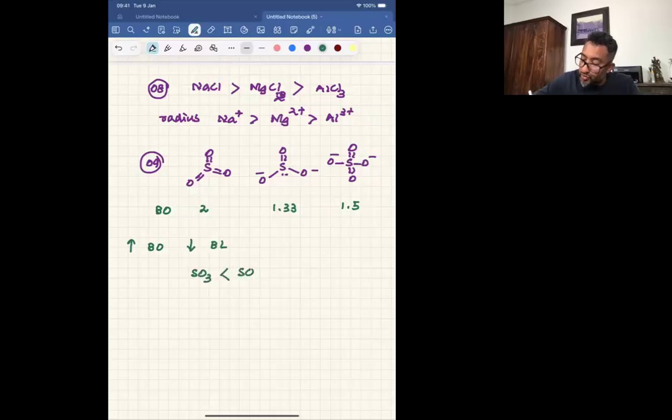Then comes SO4 2 minus. Then comes SO3 2 minus. That's how the variation takes place.